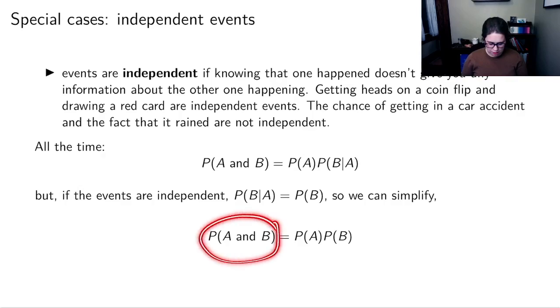And so people sometimes use this to check if events are independent. If they know the probability of A and B occurring, they'll find the probability of A and the probability of B and multiply them, and then check to see if those two things are equal. But again, with these special cases, it's always okay to use the equation that always works. The reduced form is only going to work if that special case is true.